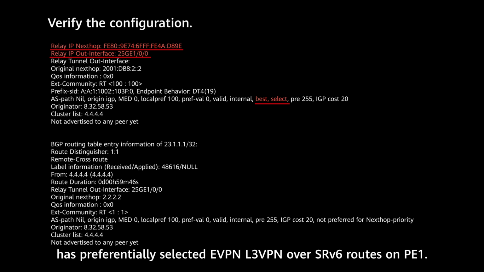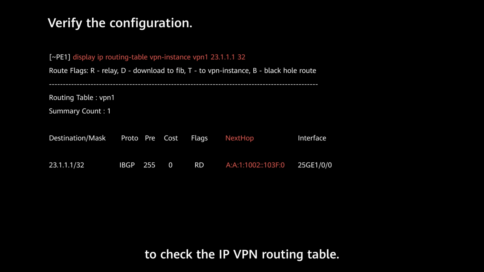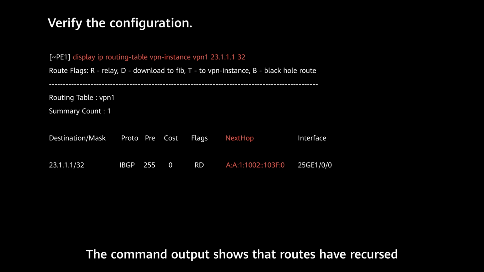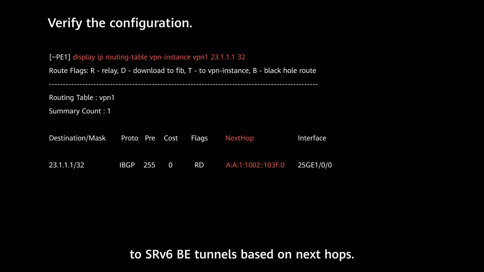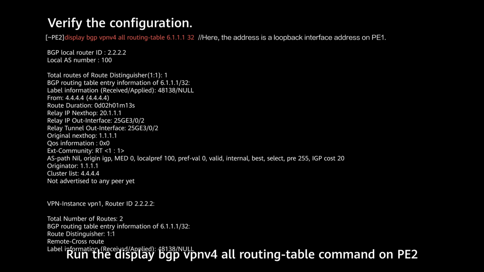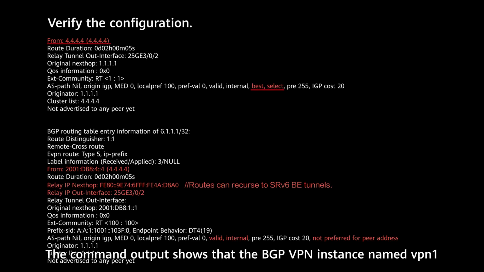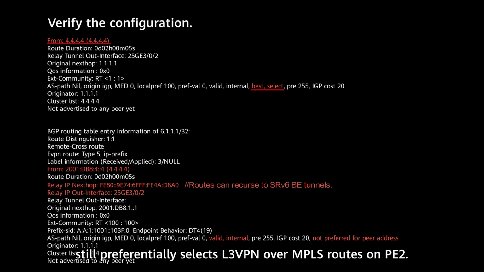Run the display IP routing table VPN instance command to check the IPVPN routing table. The command output shows that routes have recursed to SRv6 BE tunnels based on next hops. At this time, P2 and P3 have not been configured to preferentially select EVPN routes yet. Run the display BGP VPN v4 all routing table command on P2 to check specific loopback routes on P1. The command output shows that the BGP VPN instance named VPN1 still preferentially selects L3VPN over MPLS routes on P2.